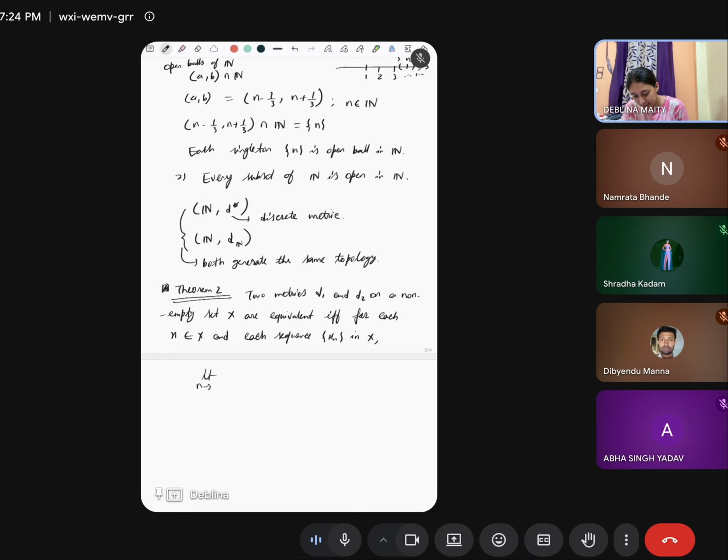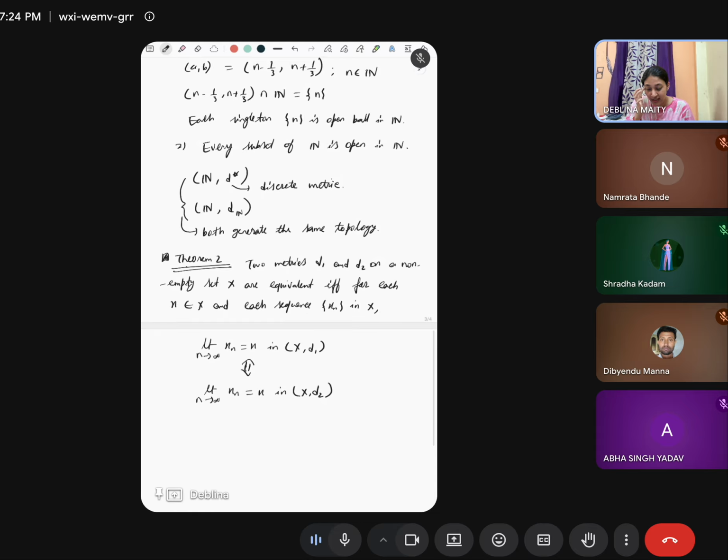The limit as n tends to infinity of xn equals x in (X, d1) implies, and vice versa, the limit of xn equals x in (X, d2), right? This is a sequential criterion and a necessary and sufficient condition for two metrics to be equivalent. So it says if xn converges to x in the metric d1, then xn must converge to x in d2, and vice versa.